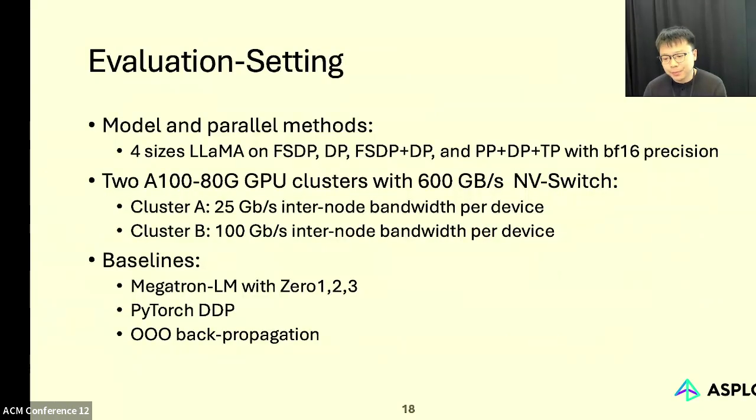For our evaluation setting, we employ 4 different sizes of Llama and apply different parallel methods. Moreover, we conduct the test on 2 clusters, named A and B. The configuration within the node is the same with A100 NVIDIA GPUs, but there's a big difference in internode bandwidth. The baselines we compared include Megatron-LM with ZeRO optimization, PyTorch DDP, and OOO backpropagation.